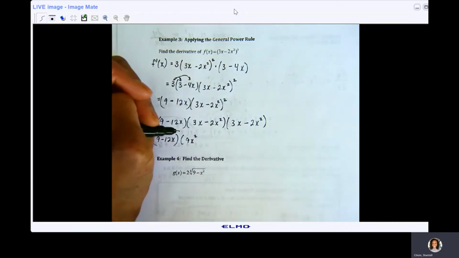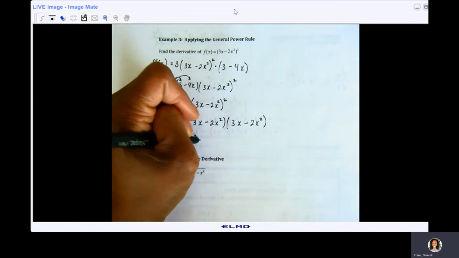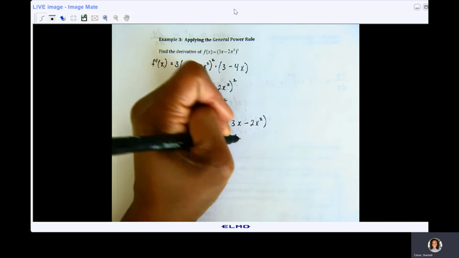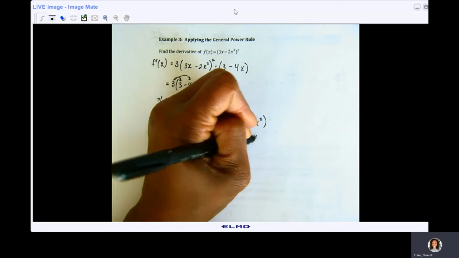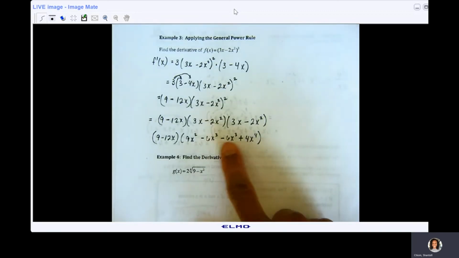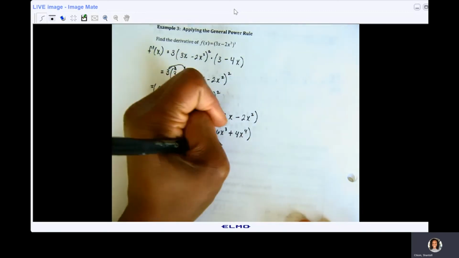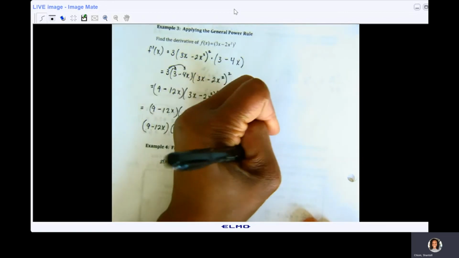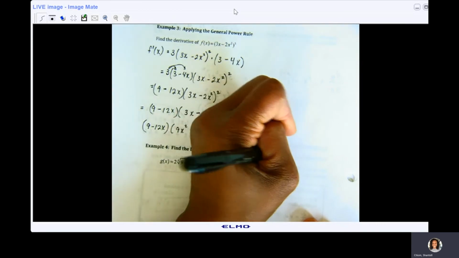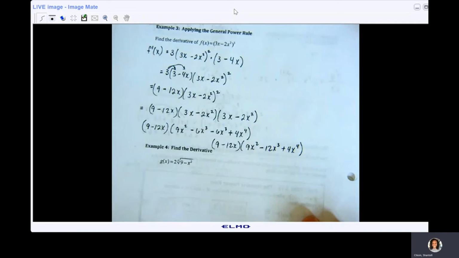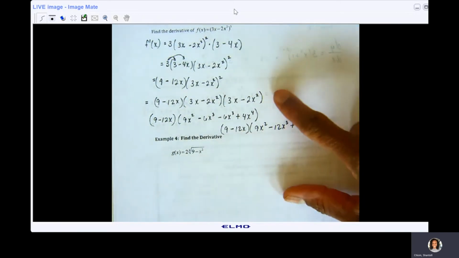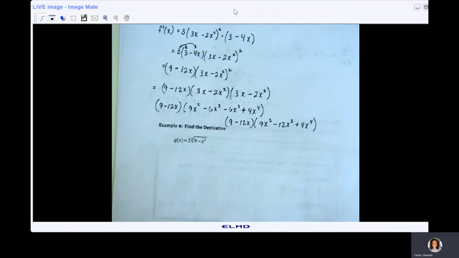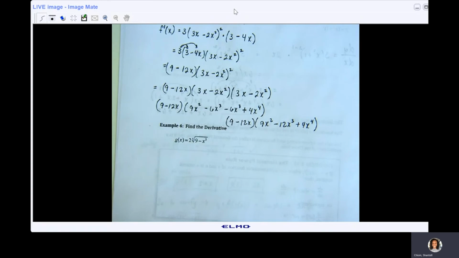I would get this first times first would be 9x squared. The outer would be a minus 6x cubed. The inner would be a minus 6x cubed. And the last would be a plus 4x to the fourth. And then the two in the middle come together. So this would be 9 minus 12x times 9x squared minus 12x cubed plus 4x to the fourth. And I would definitely stop it over there. Honestly, I might as well just stop right here. Either one, it'll take it. Okay? All right, let's look at number 4, and then I'll look at some homework problems too.